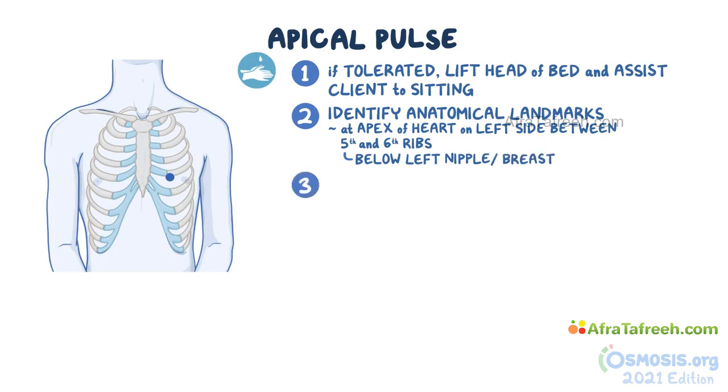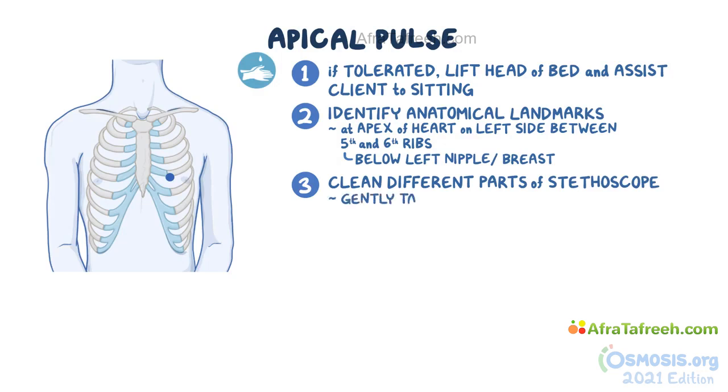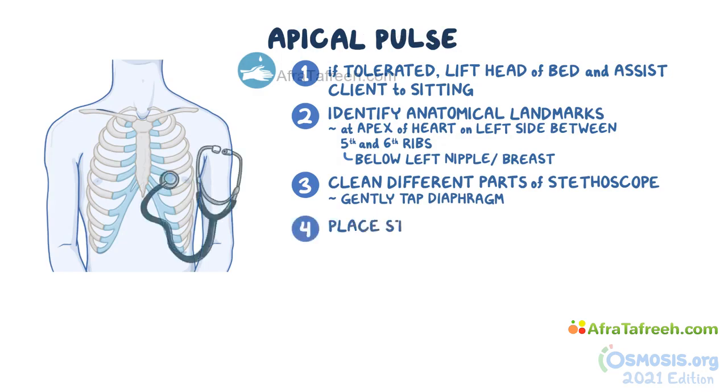Then use the alcohol wipes to clean the different parts of your stethoscope, including the earpieces, the diaphragm, and the bell. After that, put the earpieces in your ears. Gently tap on your diaphragm. If you don't hear the tap, turn the chest piece at the tubing. Once you hear the tap, place your stethoscope against the client's apical impulse.